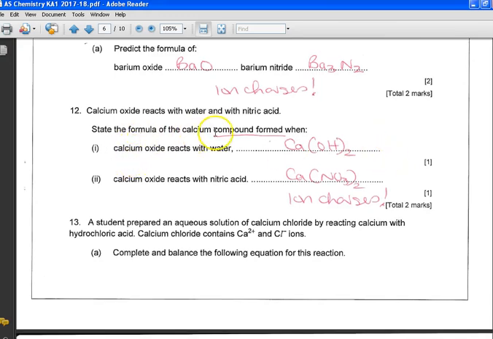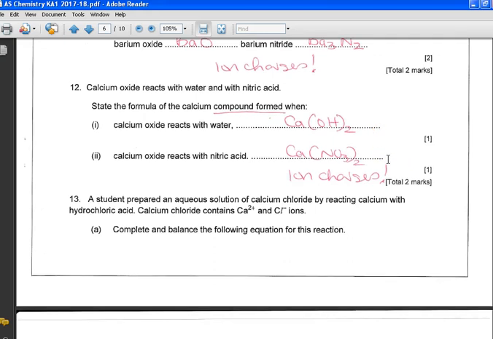State the formula of the calcium compound formed when calcium oxide reacts with water. So this is a bit like sodium oxide, group 1 element. This is just that calcium is a group 2 element. It's going to form a hydroxide, but calcium is 2+. Again, you've got to know the ion charge. And your OH is -1, so you're going to need 2 of them to get the correct formula. Same with your nitric acid. The nitrate is -1, calcium is +2. There you go.